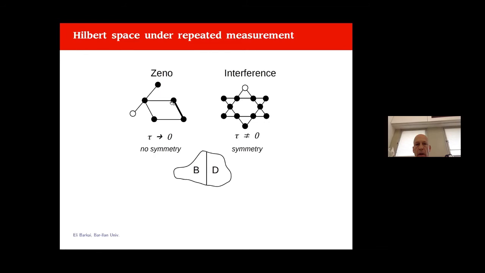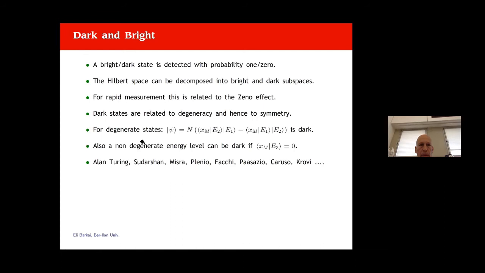Much more profound is that this division into two types of states, bright and dark, and only bright and dark, is found generically, not because of fast measurements, but because of interference. So a system that has some symmetry, but where tau is not small, the time between measurements is not small, is also divided into two types of states: those that can never be detected, and those that are detected with probability one. This is like ergodicity breaking, that some states you can detect and some states you cannot. And this is what is behind this type of suboptimal detection.